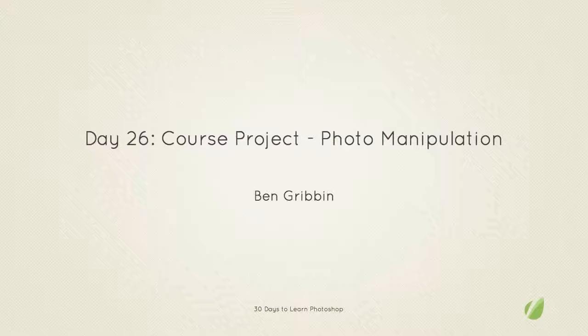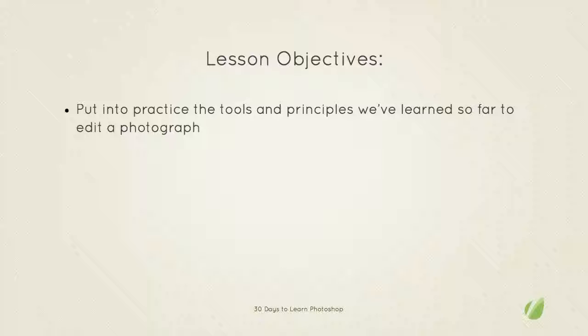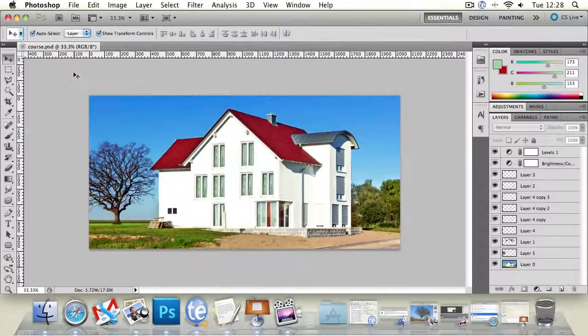My name is Ben Gribbin, and in today's lesson we're going to put into practice the tools and principles we've learned so far to edit a photograph as we wish. So let's have a look first at the photograph we are going to make. As you can see here, it appears to be a very normal house in the country with a nice tree next to it. That's fine. However, it didn't start life looking anything like that.